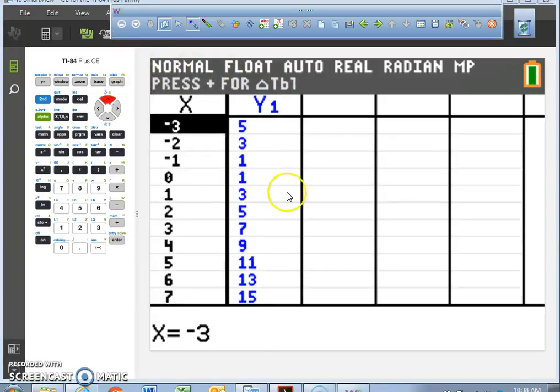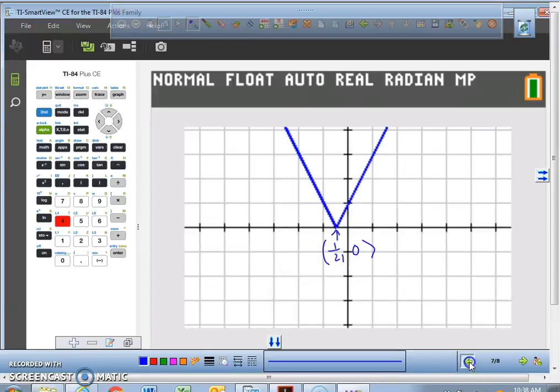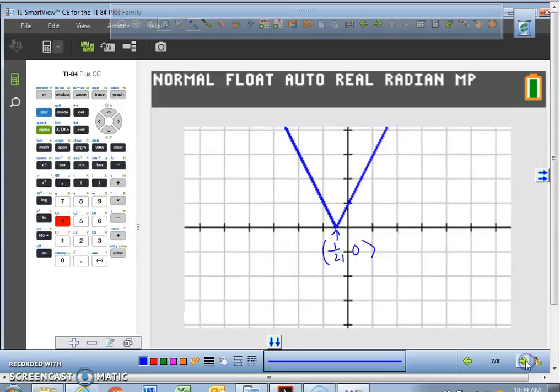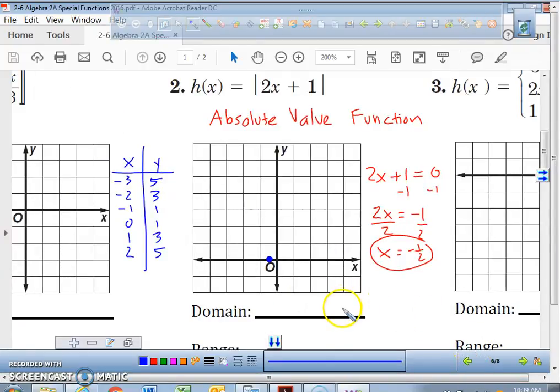I'm going to stop right here. This right here is the table I want you to put on your paper. Negative 3 to positive 2. So look at your table. That's what we're going to plot. X, Y. Ready? We're going from negative 3 to positive 2. Negative 3 was a 5. Negative 2 was a 3. Negative 1 was a 1. 0 was a 1. 1 was a 3. And 2 was a 5, I believe. Oh, hold on, where is it? Right there. I have a good memory. I don't have photographic memory, I just have a good memory.